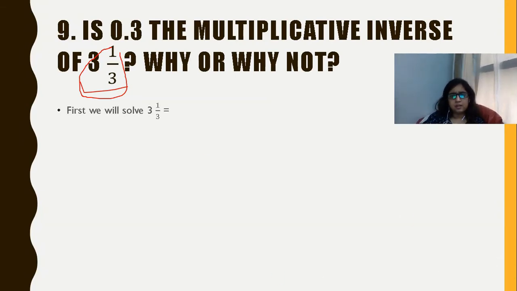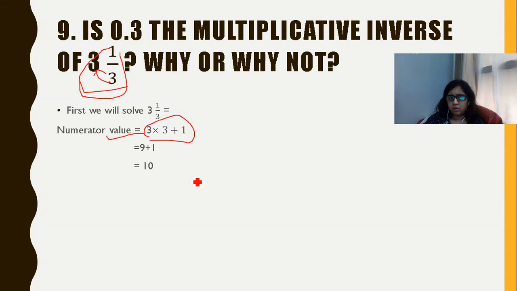So we will solve it like this. To get the numerator value, we have to multiply this 3 by 3, and whatever answer we get, we have to add to the 1. So the numerator value is 3 multiplied by 3 plus 1. According to the BODMAS rule, we multiply the numbers first, then add and subtract. So if I multiply 3 by 3, I get 9, and 9 plus 1 equals 10. So I got the numerator value, that is 10.